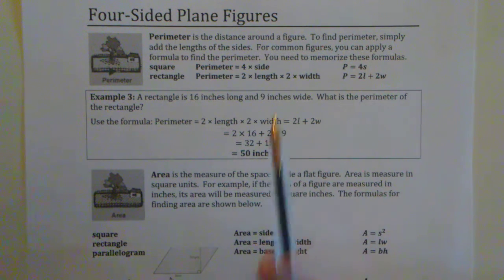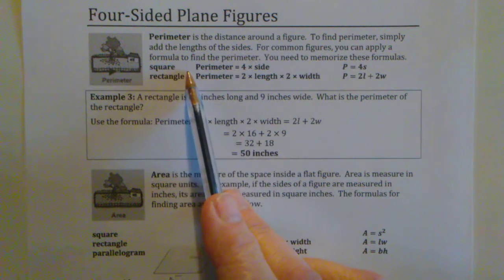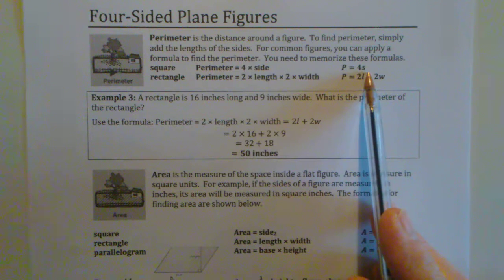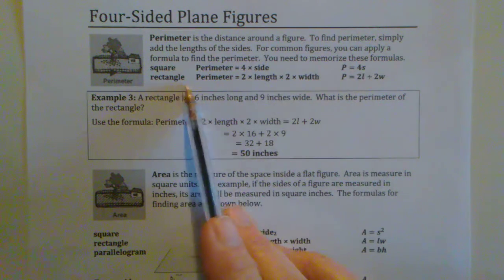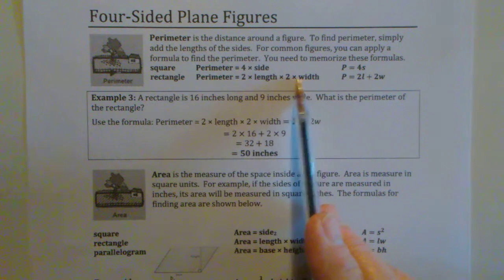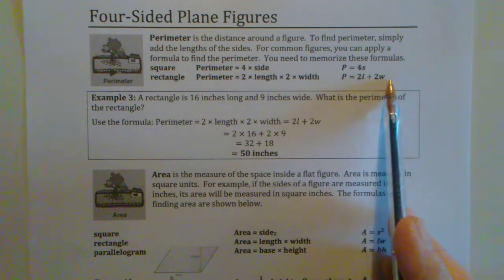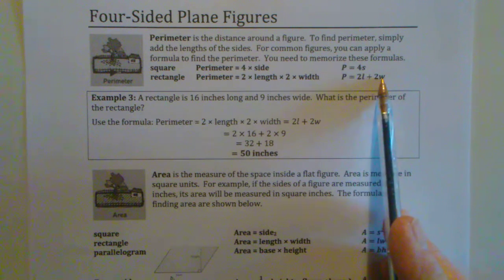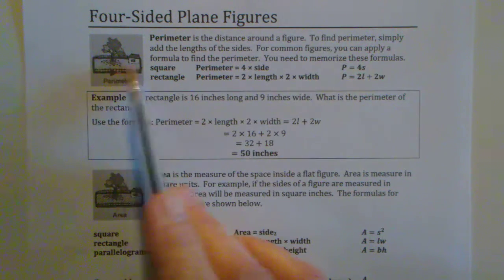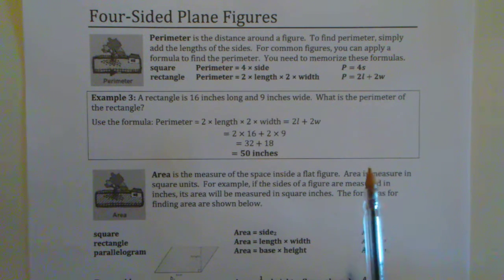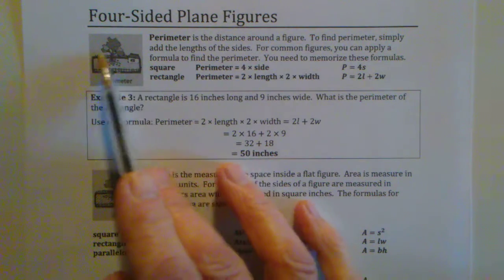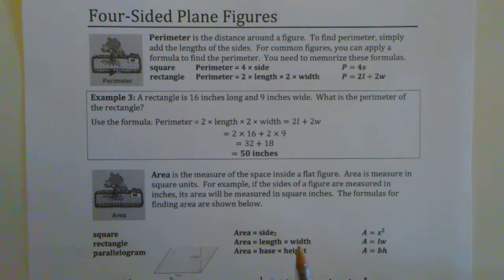Now they have fancy formulas here. They said for a square, since all the sides are the same, it's 4 times the side. For the rectangle, since two sides are the same, the lengths and the widths, you do 2L plus 2W, 2 lengths plus 2 widths. Do you have to memorize these? No, just remember it's the distance around a shape. That's the general formula you should remember, because that'll help you with any shape: how far it is around something. Okay?